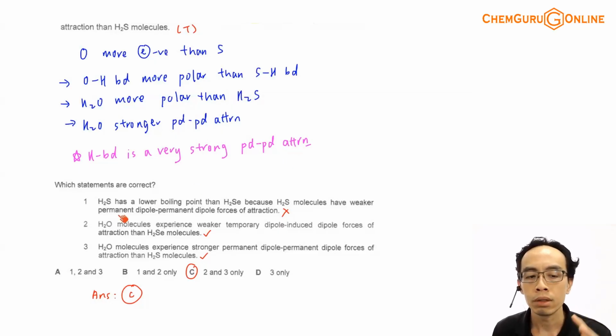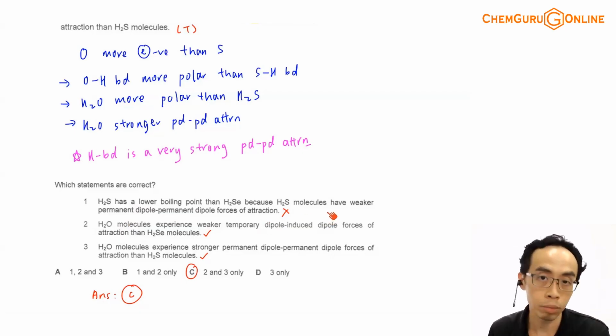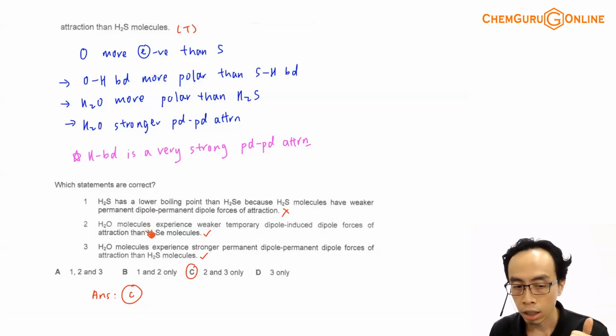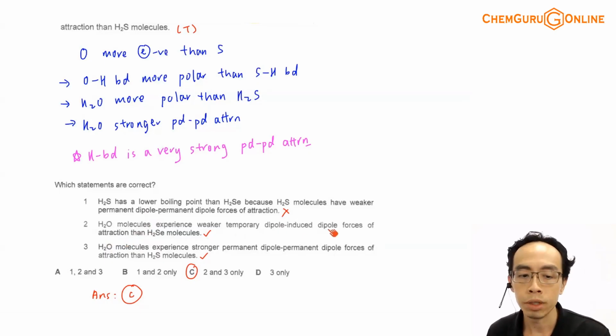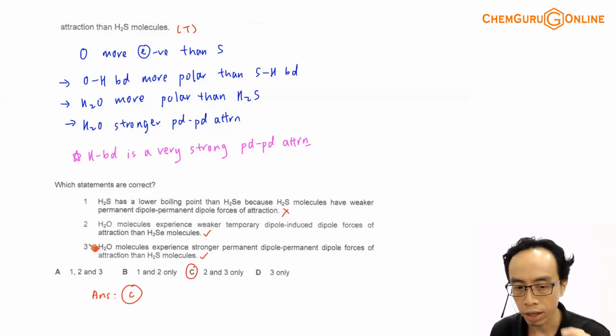So this question, I think statement number 2 and statement number 3 are a little bit tricky. Some of us, if we don't think too much about it, might jump to conclusions, thinking that statement number 2 or number 3 is not true. So we have to be quite careful with that. So which of the statements are correct? Number 1 is wrong. H2S doesn't have weaker PD-PD interaction. Number 2 is true. Water actually has weaker instantaneous dipole-induced dipole interaction. Number 3, water has stronger PD-PD attraction as compared to H2S. That statement is also true. So number 2 and number 3 are correct, and therefore the answer to this question will be C.